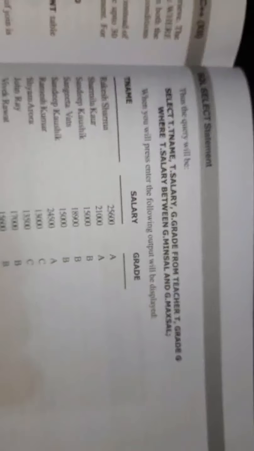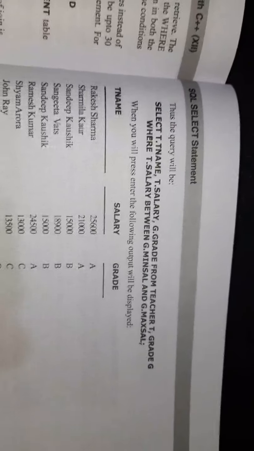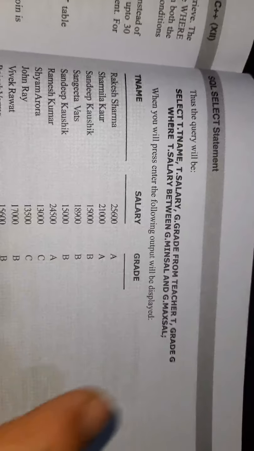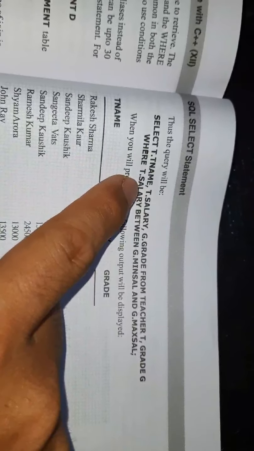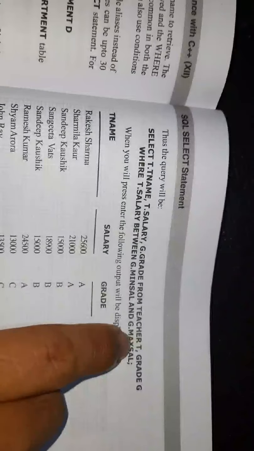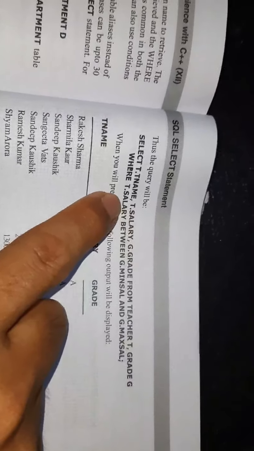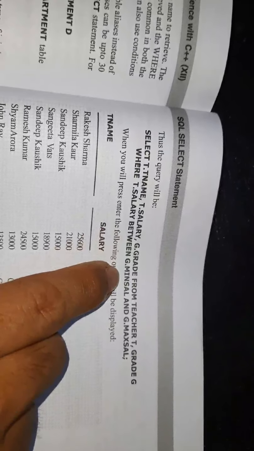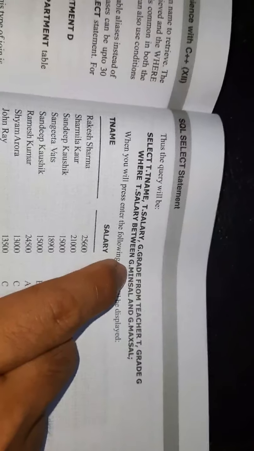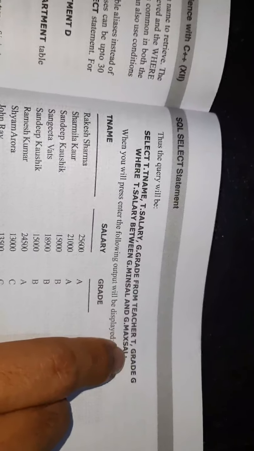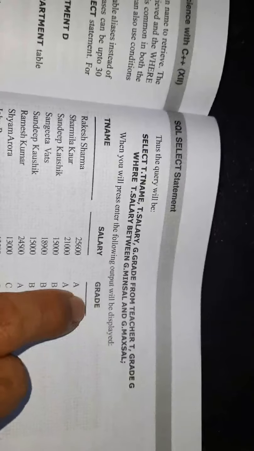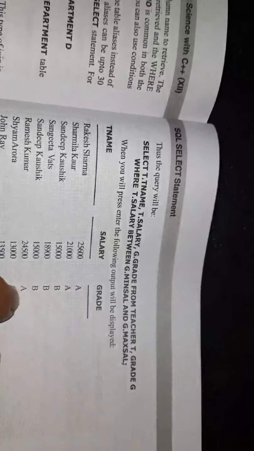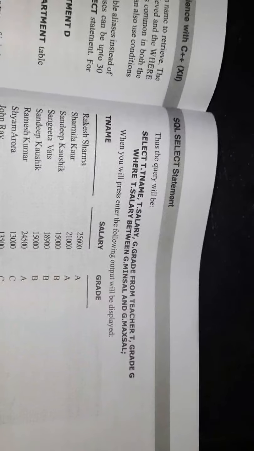Now in the where clause condition, you can see that using the between operator, we are comparing T dot salary with this min sal and max sal. Suppose min sal is 20,000 and max sal is 25,000. If the teacher salary lies between this and that, the grade will be displayed as A or B or C. So based on this condition, the grade will be displayed.